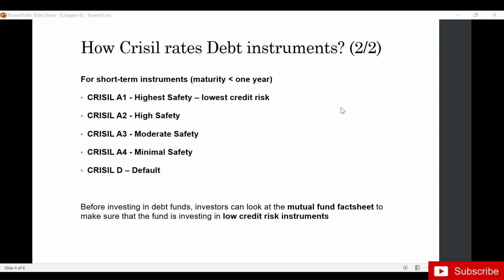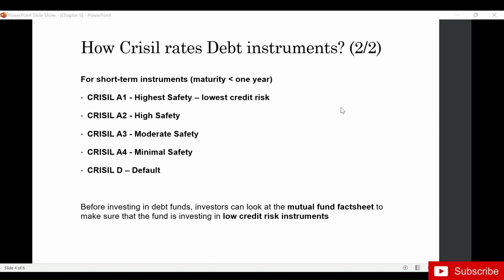Next, we have CRISIL A2, which has high safety. Next is CRISIL A3 with moderate safety. Then we have CRISIL A4 with minimal safety. And finally, we have CRISIL D, where the probability of default is very high.